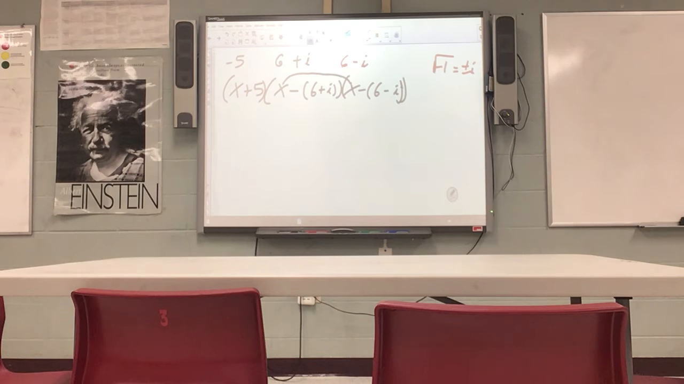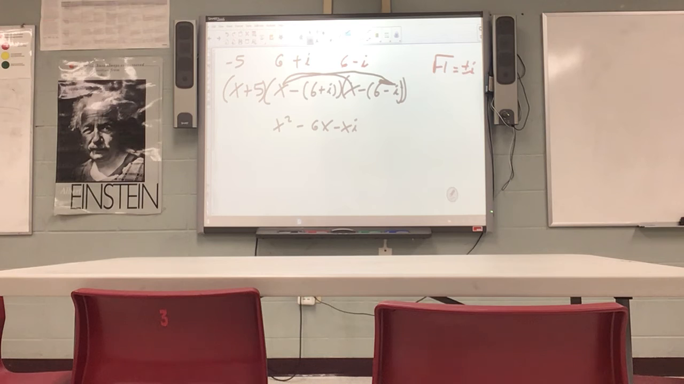x times x gets me an x squared. And then I'm going to distribute the x to both of the things in here. So I've got a minus 6x and a minus xi. And I don't know what xi is, but that's okay. Just an x times an i, right? Okay. Just making sure I'm getting it all written right.